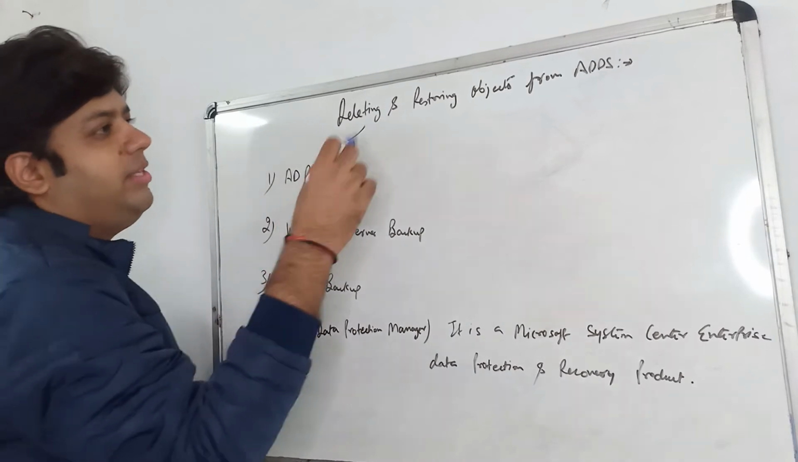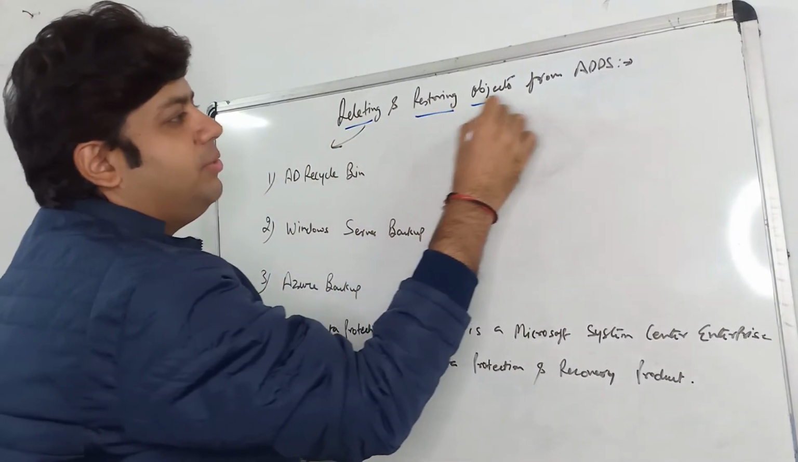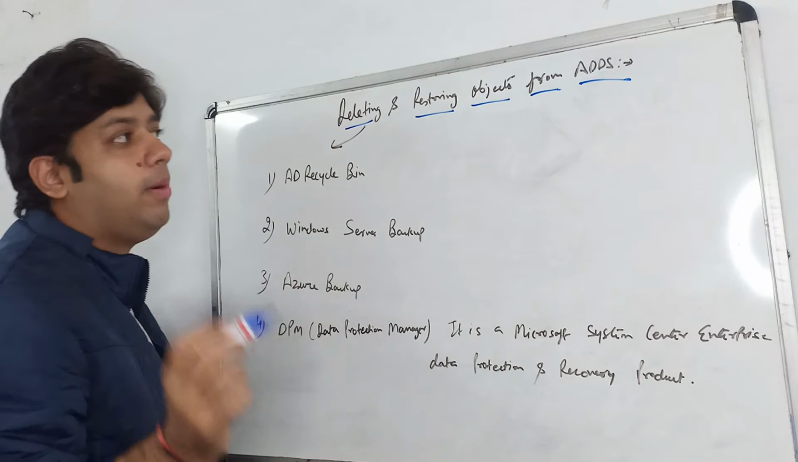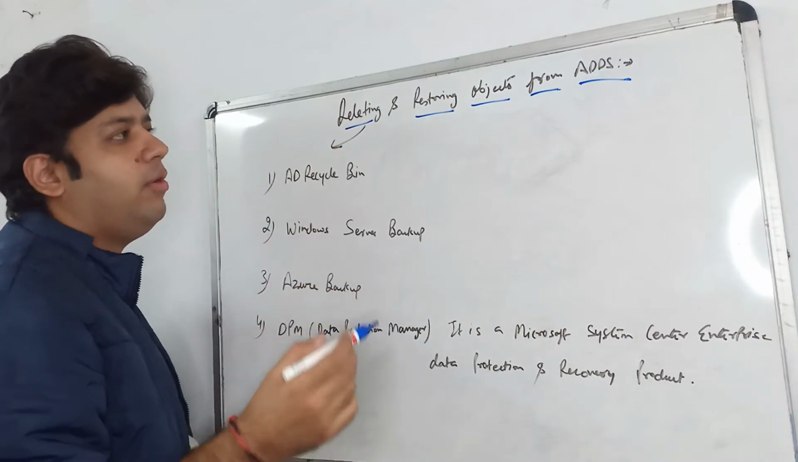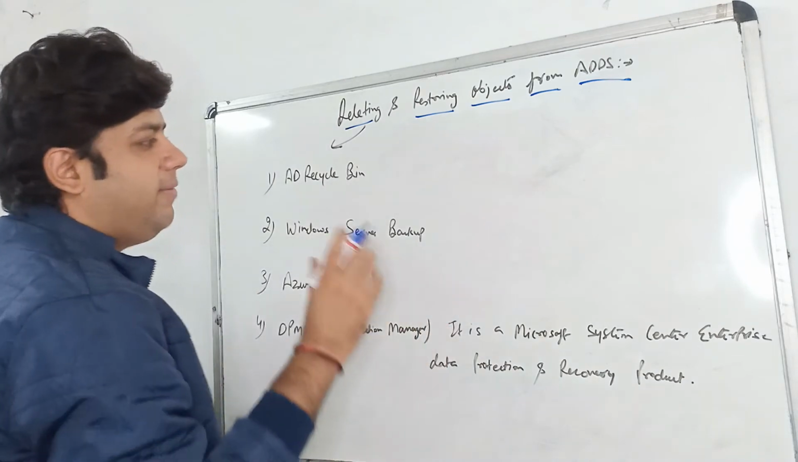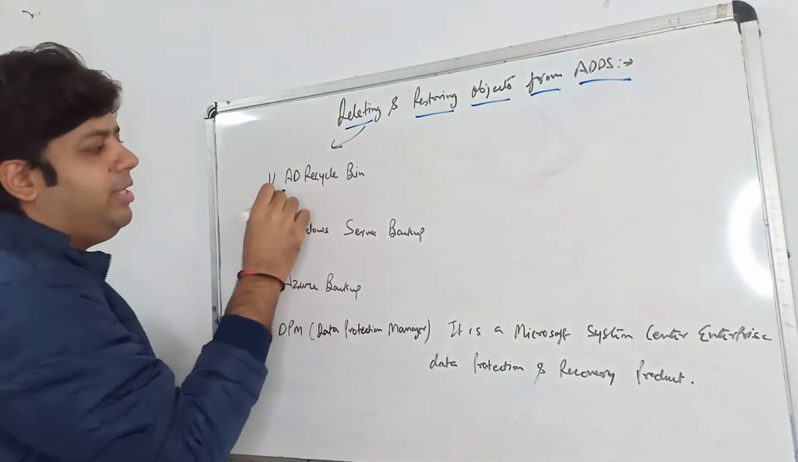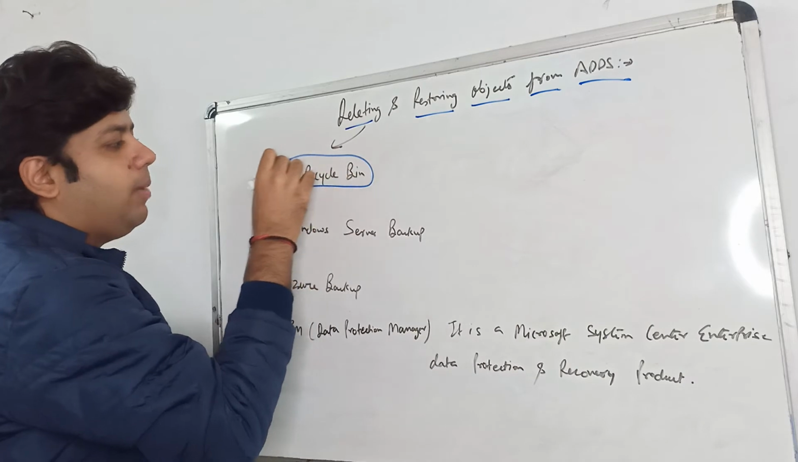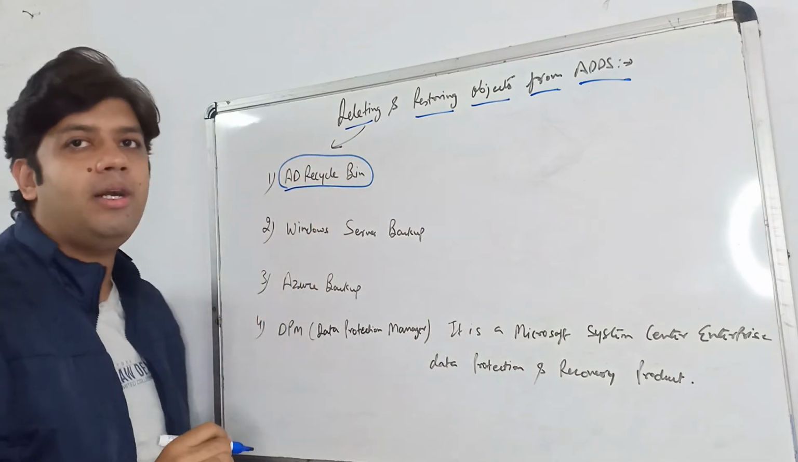Now we talk about deleting and restoring objects from ADDS. We want to delete the object, and after that you may want to restore the objects, because we have four options actually. Number one is AD recycle bin. It's a very good option. It starts with 2008 R2 onwards.